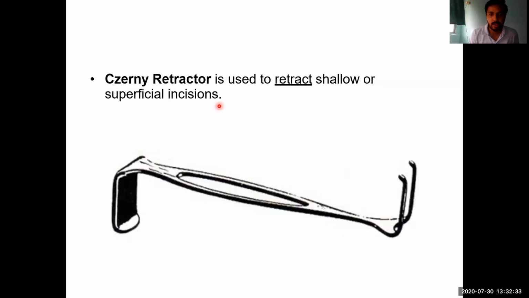Zernier retractor. This is used to retract a shallow or superficial incision. Similar use for both. The difference is it has two edges. In one edge there is a fork-like structure, and the other edge is like your other Langenbeck or the Morris, mostly like the Langenbeck. These are similar. Just to retract the skin part, we can generally use this kind of edge, and this is also depending upon the comfort.